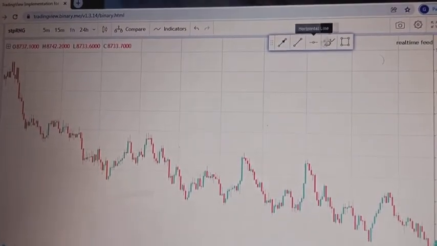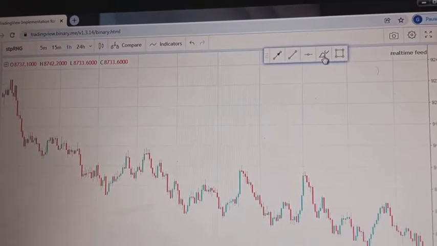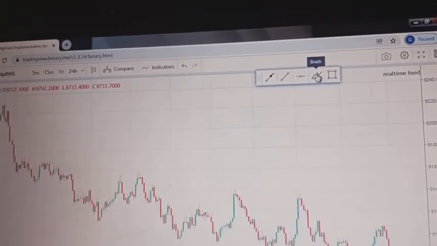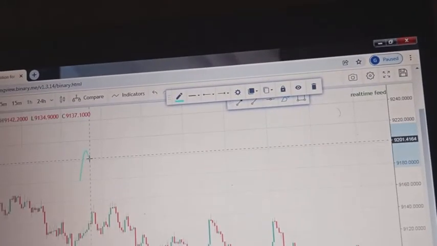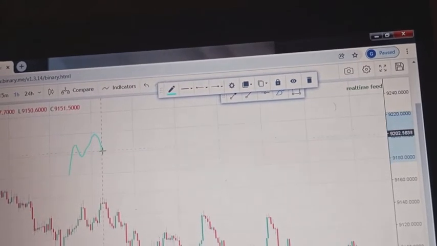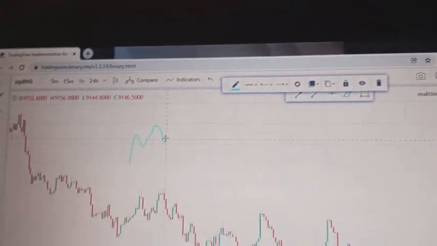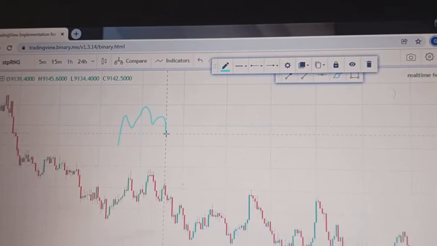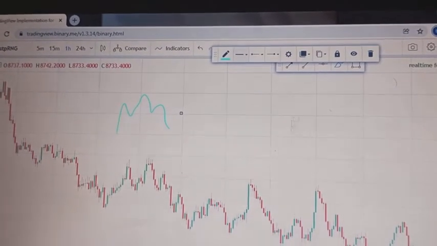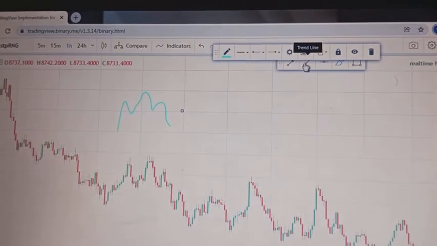This is the last strategy, or the last pattern, that I'm going to treat today. So this is the head and shoulders. We all know what a head and shoulders looks like. If you don't know, it looks something like this. Once you see something like this, you know that it's a head and shoulders.